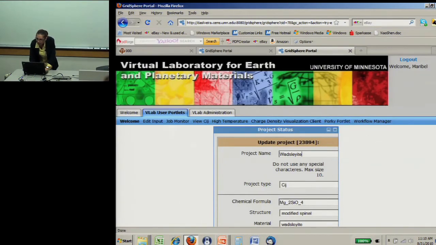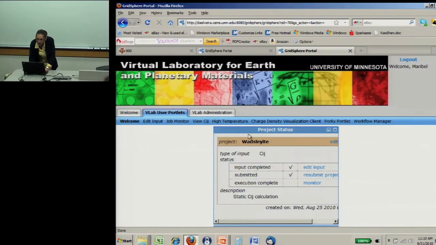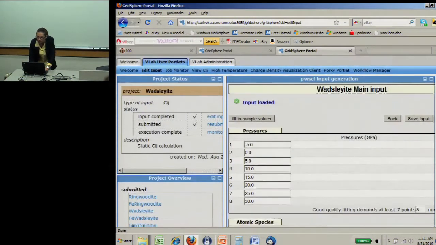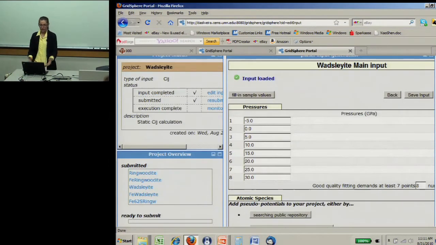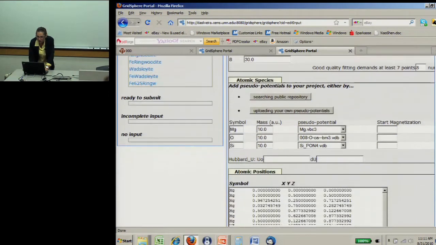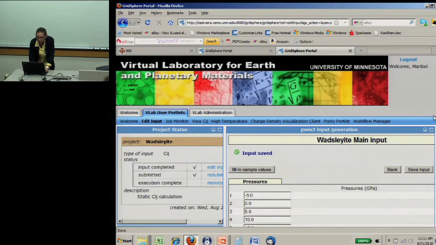So now I don't want to go back, right? Cancel. I don't want to do this anymore. So edit input. This is how the input is prepared in VLab. This is the interface. We are going to do optimization in a certain number of pressures, and these are the pressures that we want to optimize the structure. This is crystal information about the crystal structure.